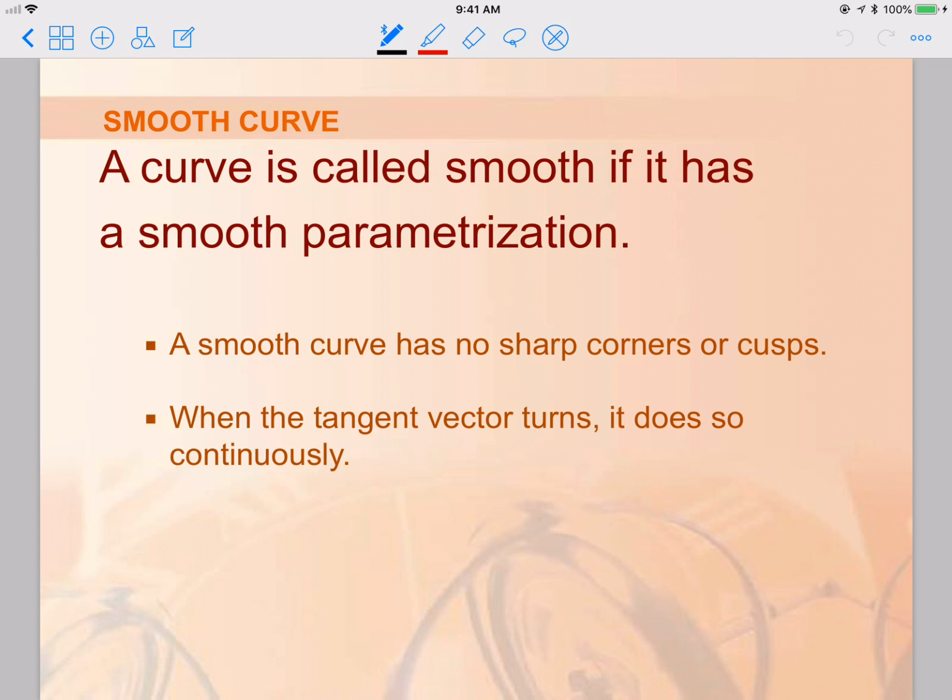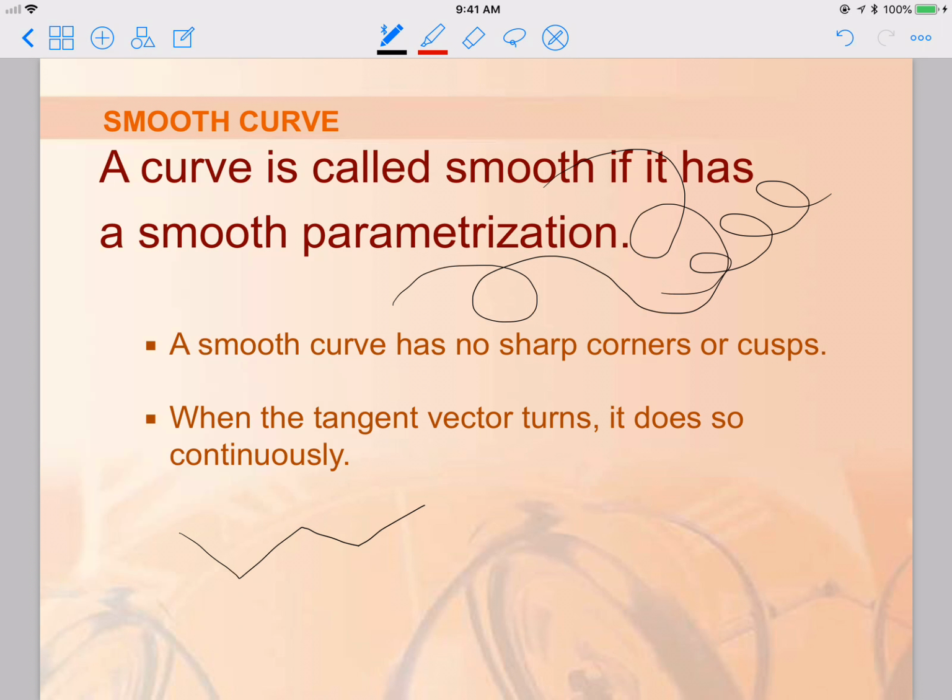So smooth curves are things like helixes and stuff like that. Not smooth would be, say, if you're zigzag or going upstairs in a non-smooth way, if there's a lot of jerk, if you will. So when the tangent vector turns, it does so continuously.